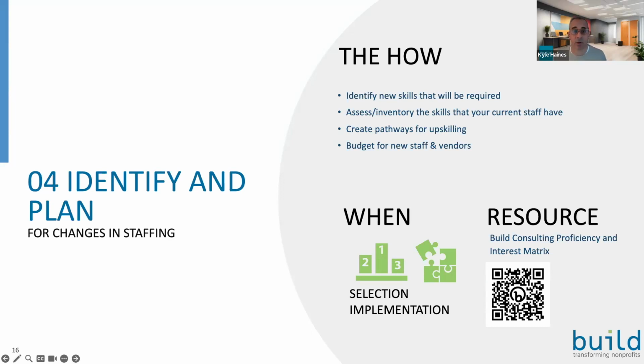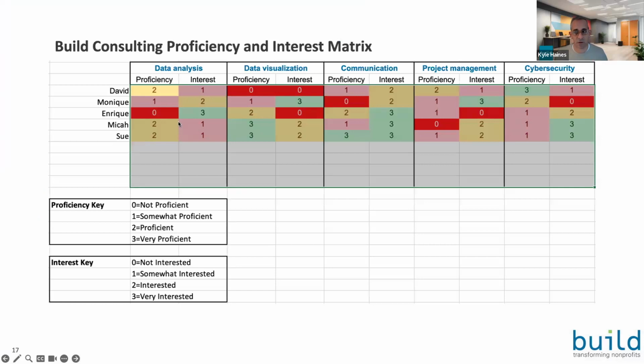And maybe it will also help you think about budgeting for new staff if there are significant gaps that can't be met by existing staff and you don't think they should be met by existing staff. So areas that you might want to invest in outsourced help and help from vendors along the way. So this is our skills matrix.